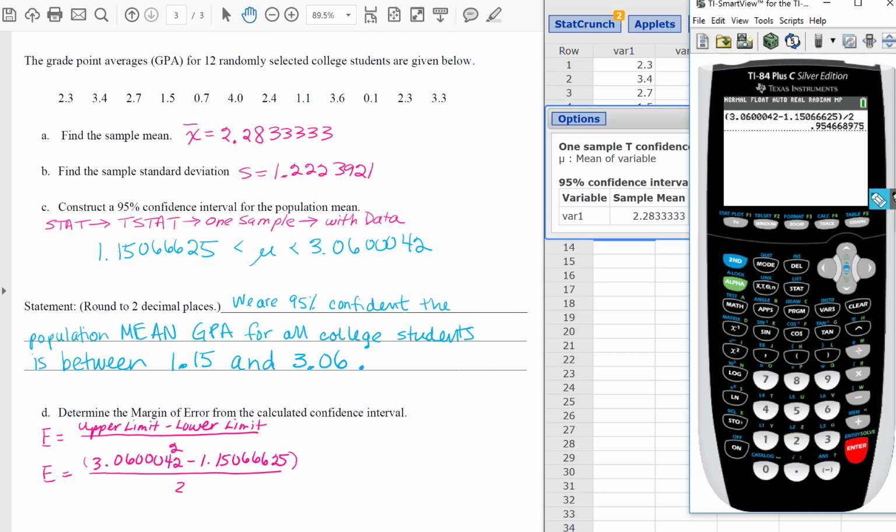Hit enter, and our margin of error is going to be 0.954668975, or 0.95 is our margin of error. So remember, if you don't know the margin of error and you're just calculating the confidence interval, you can use this formula to get the margin of error.